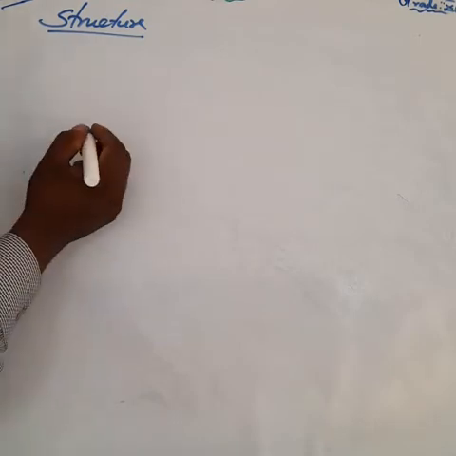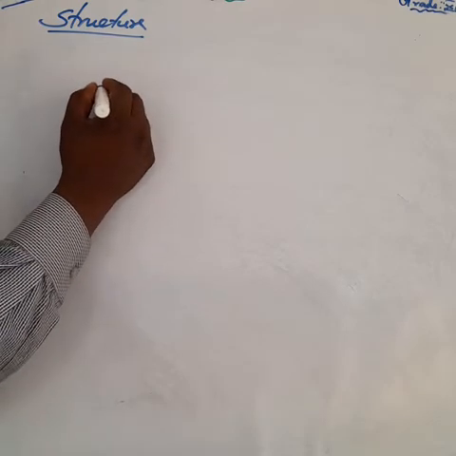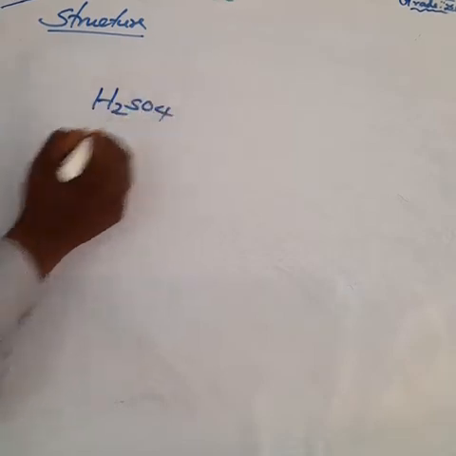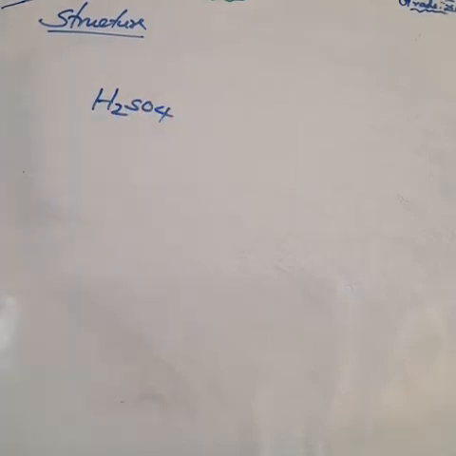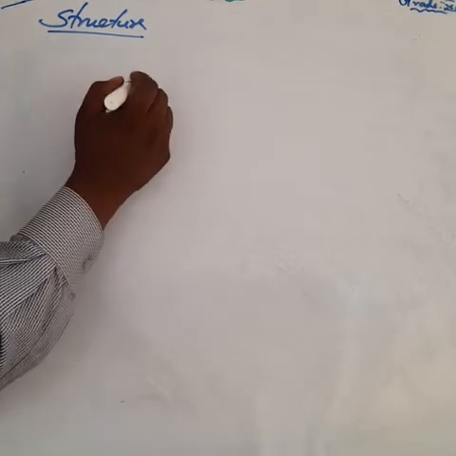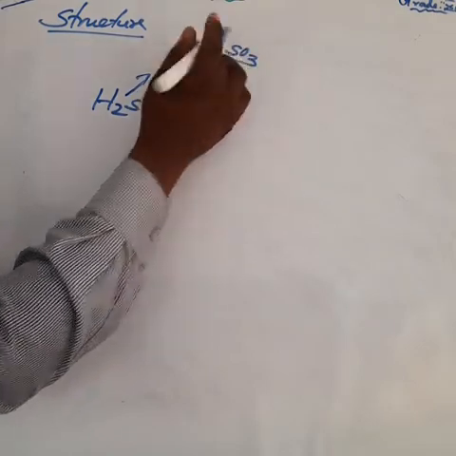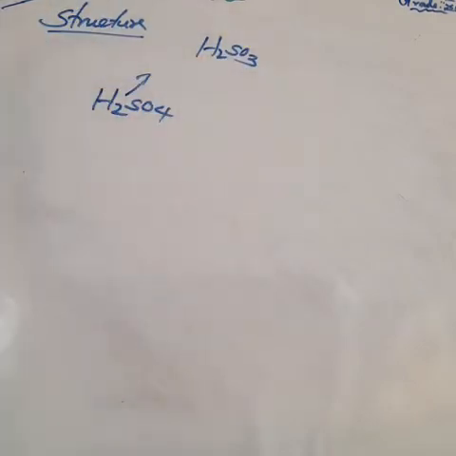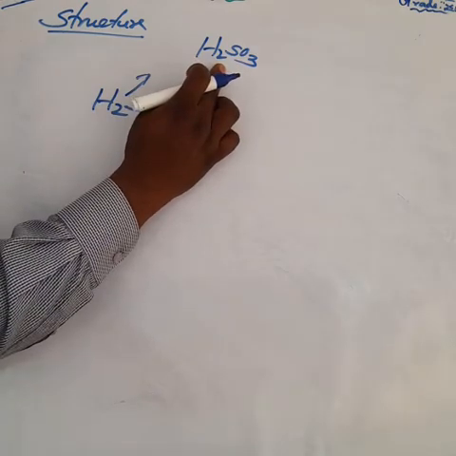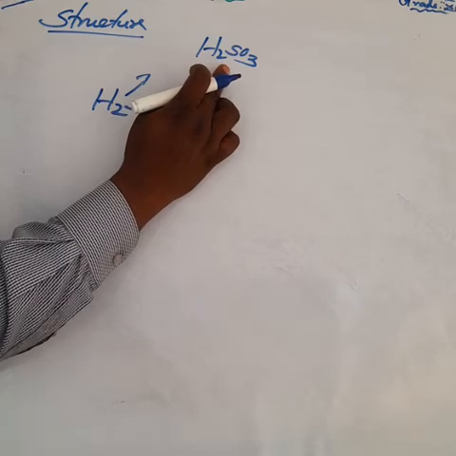First I am taking sulfuric acid. What is the formula for sulfuric acid? H2SO4. If I am taking away one oxygen, what is the formula? H2SO3. That means H2SO4 minus one oxygen gives H2SO3. That product is called sulfurous acid. Say all of you, sulfurous acid. What is the formula?